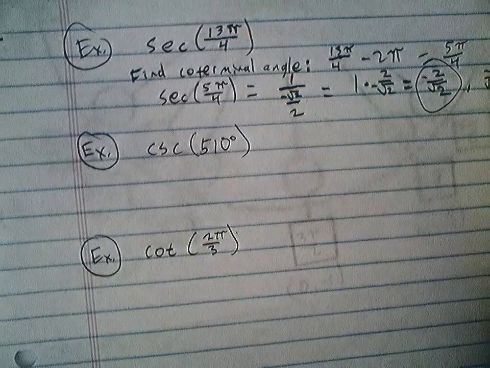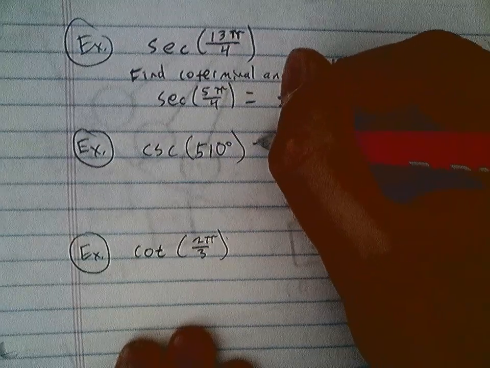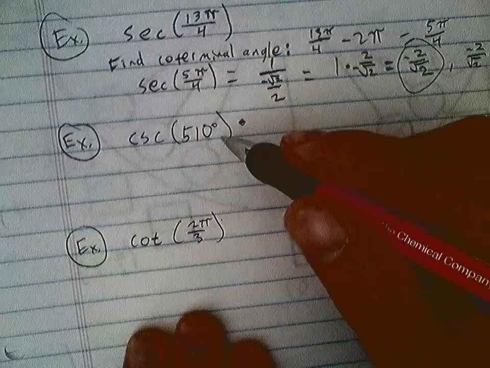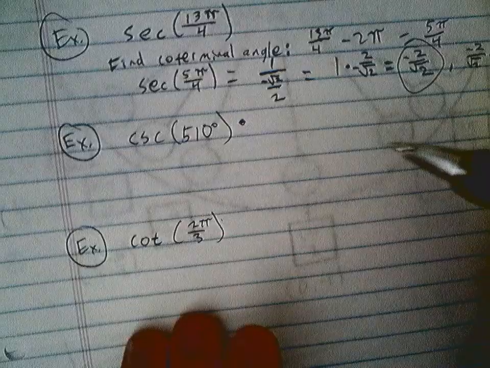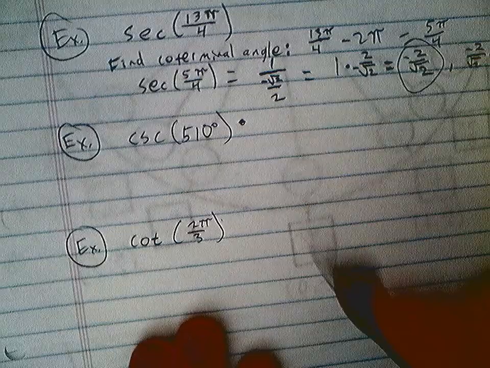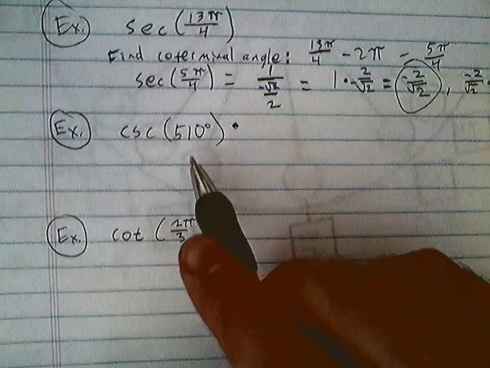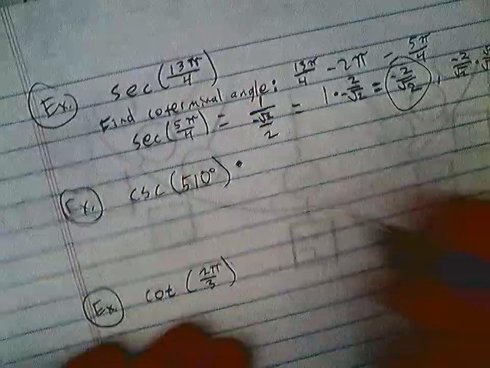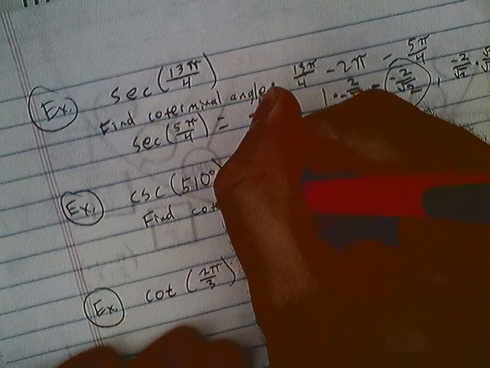Alright, let's move on to cosecant of 510 degrees. So again, the problem with this one is 510 degrees, that's not on my unit circle, or at least it's not labeled as such. My unit circle just goes through 360 degrees. So I need to find what angle that actually matches up with. So we're going to find the coterminal angle again.